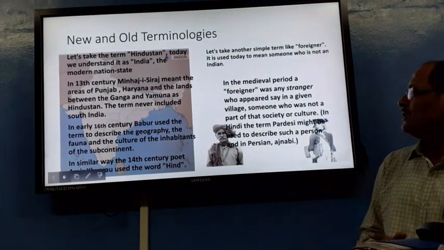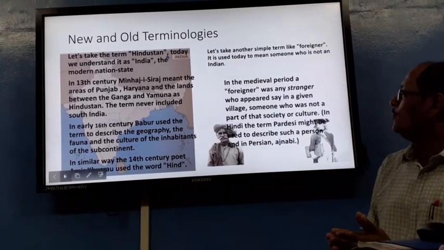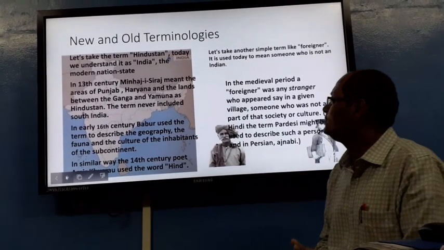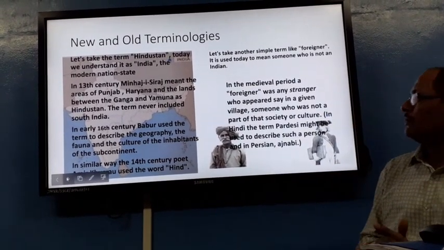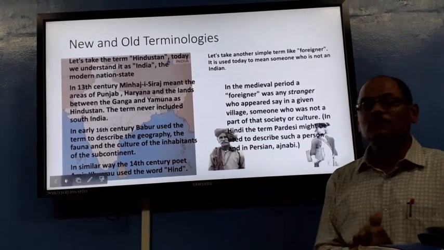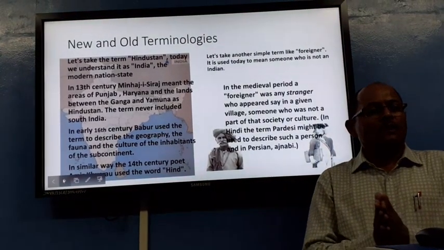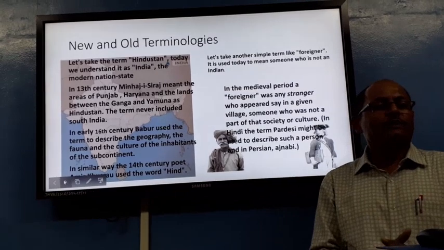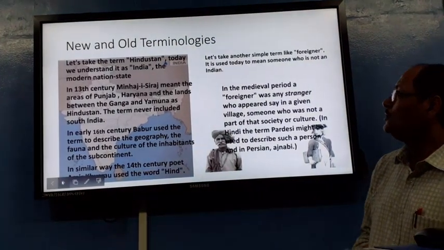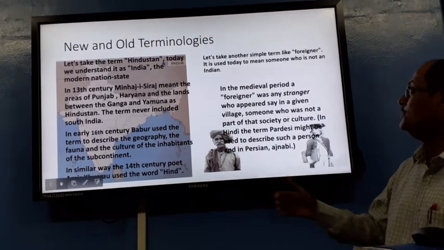Same way, when the word Hindustan was used by Babur, the first Mughal emperor or the founder of Mughal empire in India in the 16th century, he used it to describe the geography, the fauna and the culture of the inhabitants of the subcontinent, meaning the people who were living here. In a similar way, before that, in the 14th century, poet Amir Khusro used the word Hind. So with time, the word Hindustan goes on changing.